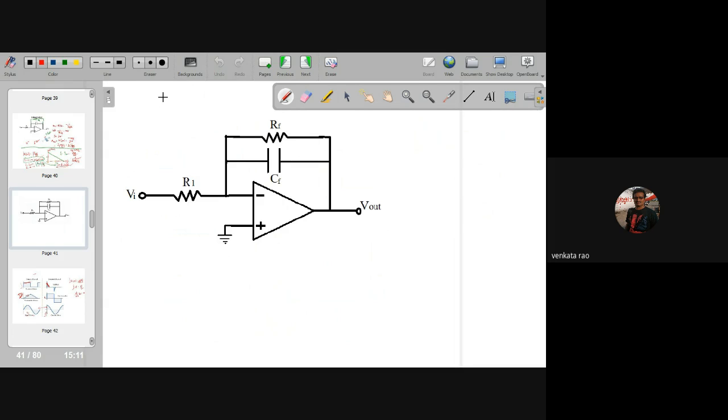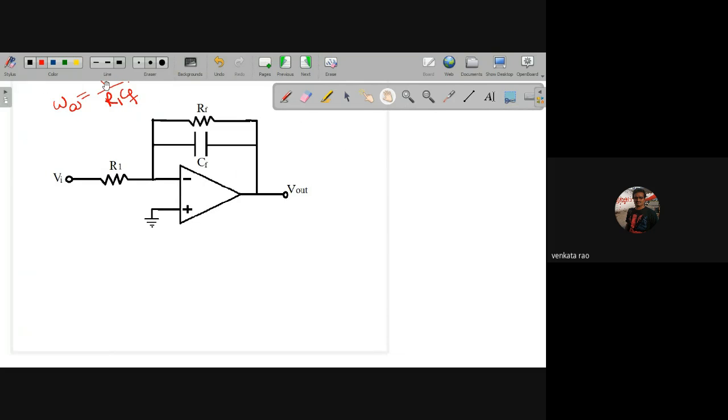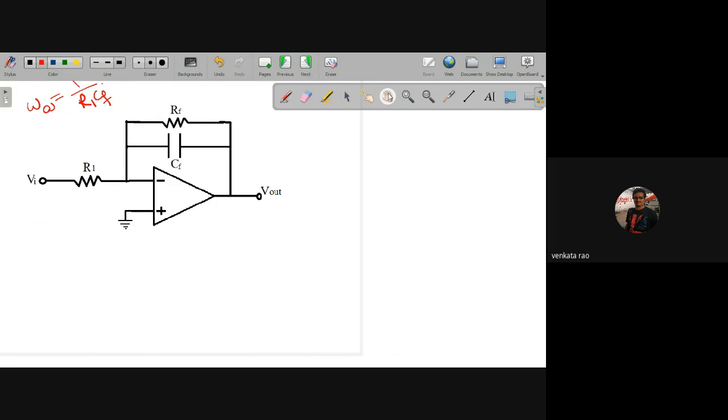Before going to this, just keep one term in your mind. Already we defined omega A. It is 1 by R1 CF. So this is like inverting. Now, similar to the previous case, here I am writing the closed loop gain is minus ZF by Z1.